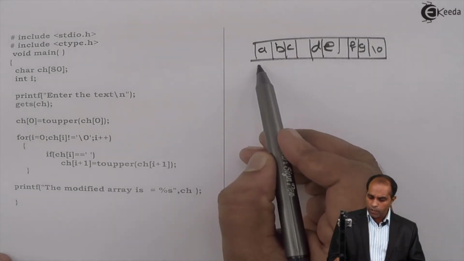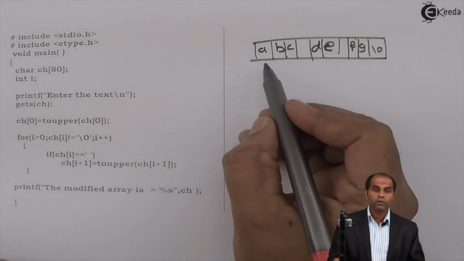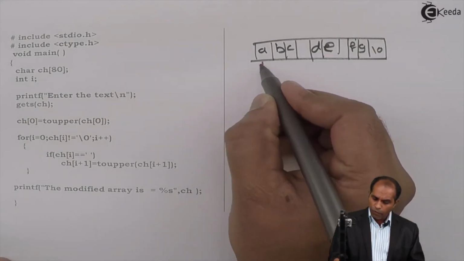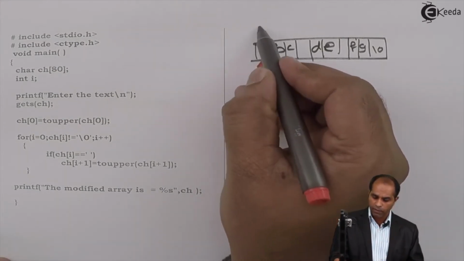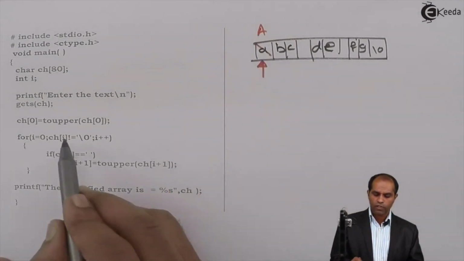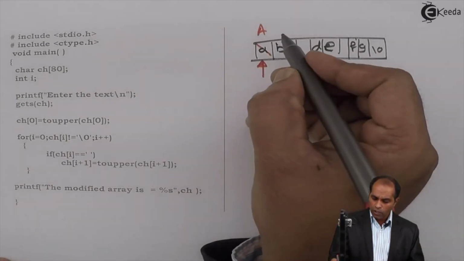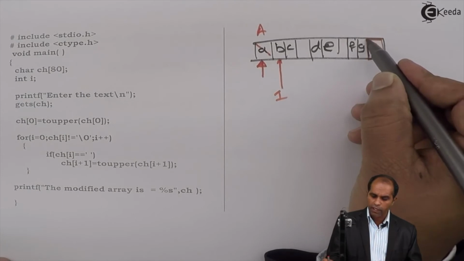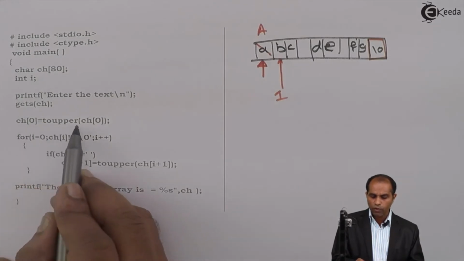I know that I can traverse from 0 till the null character. The loop is already known to us. Why don't we now modify this string? Before I do this modification, by default, the first character has to always be converted. So let me say capital A. I'll by default convert ch of 0 to its equivalent uppercase character: ch of 0 equal to toupper of ch of 0. Then you start working with the loop from 1 till the last character of this array, and every time identify whether there is a blank space.